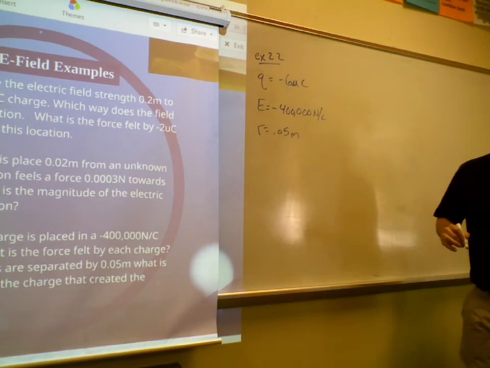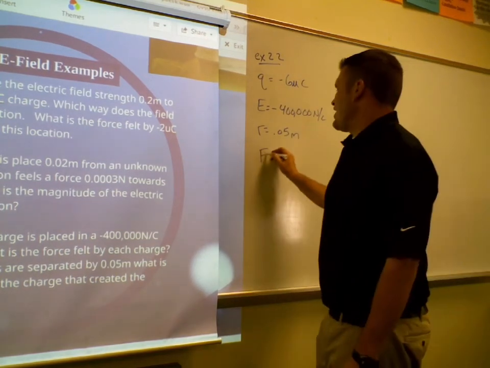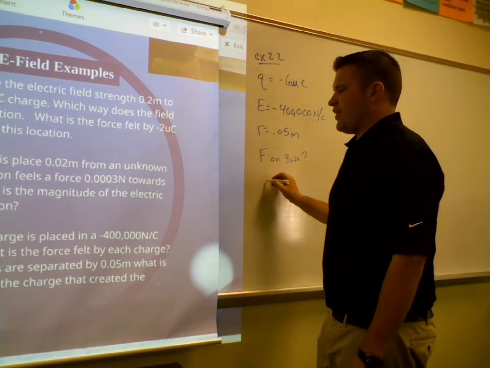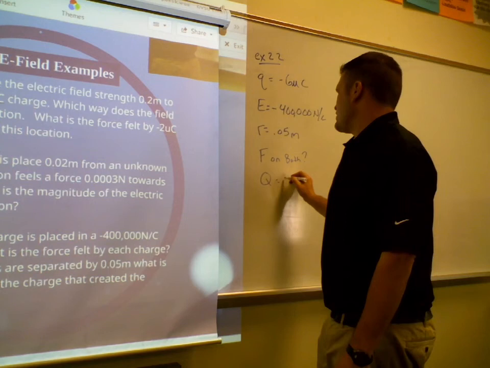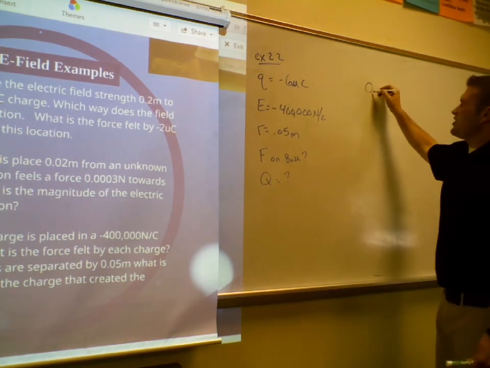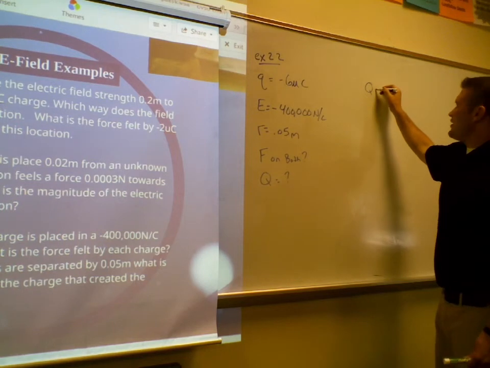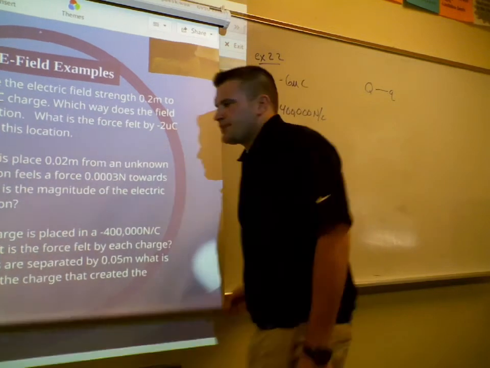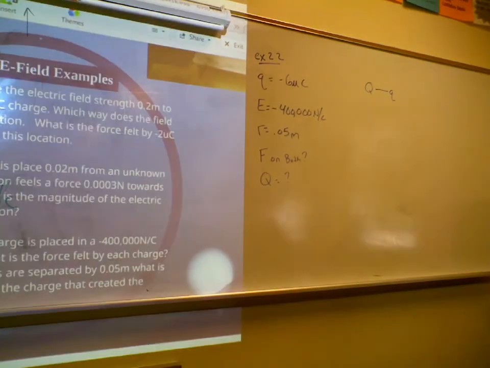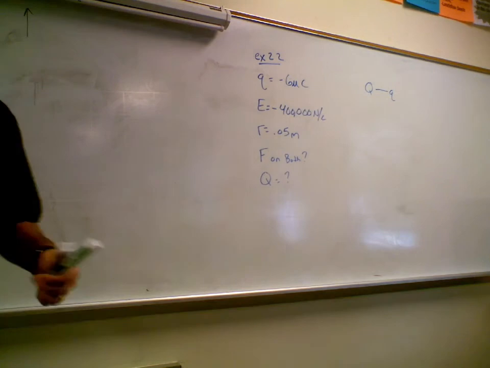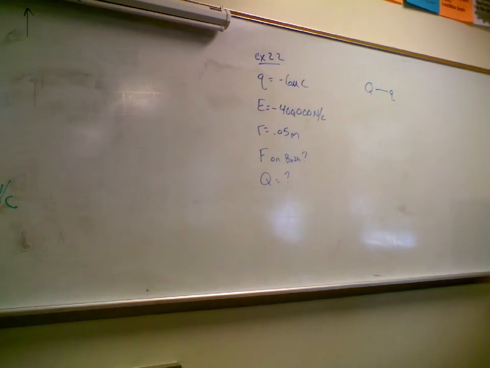We want to find the force on both charges. And we want to find the Q creating the field. So we have some big Q, and little q is some distance away from big Q. We want to figure out the force exerted on both charges. Now the electric field is negative, right?